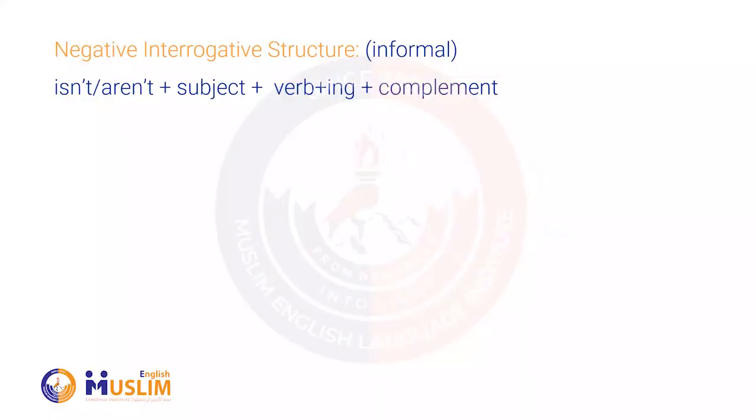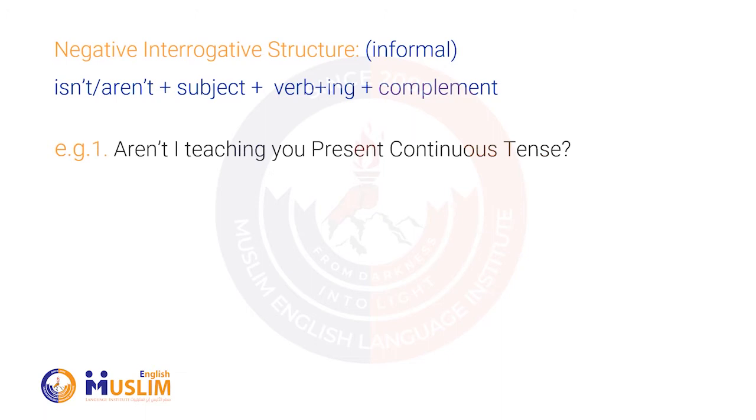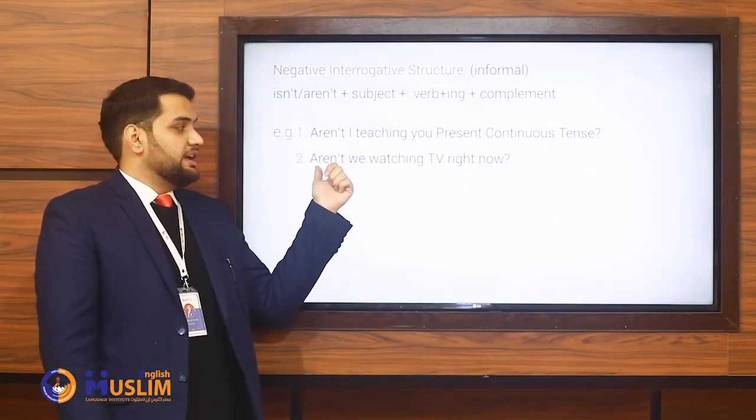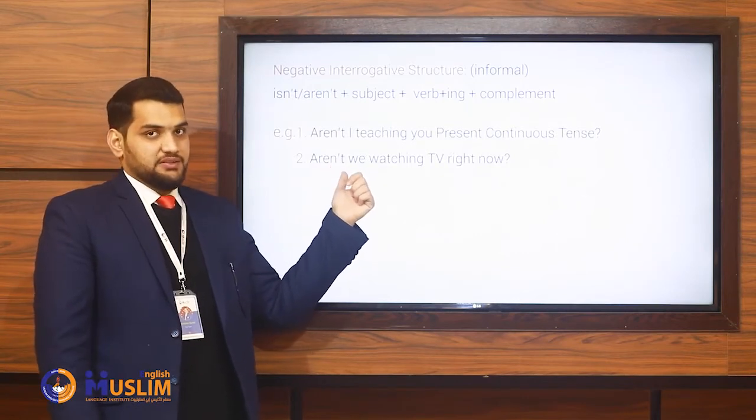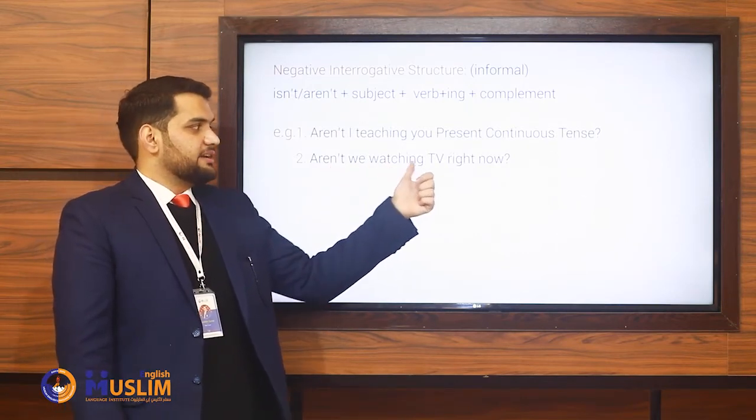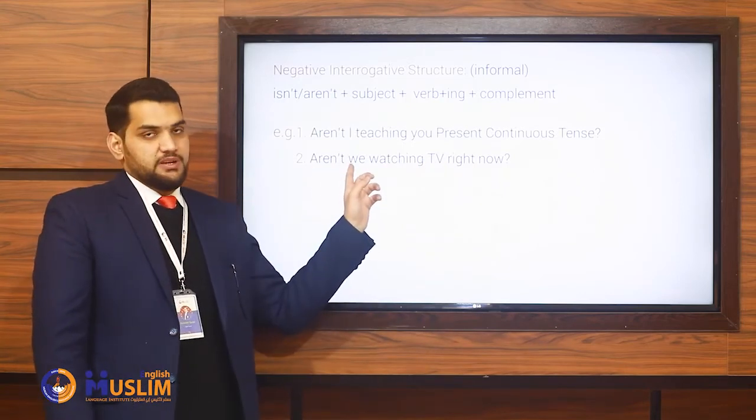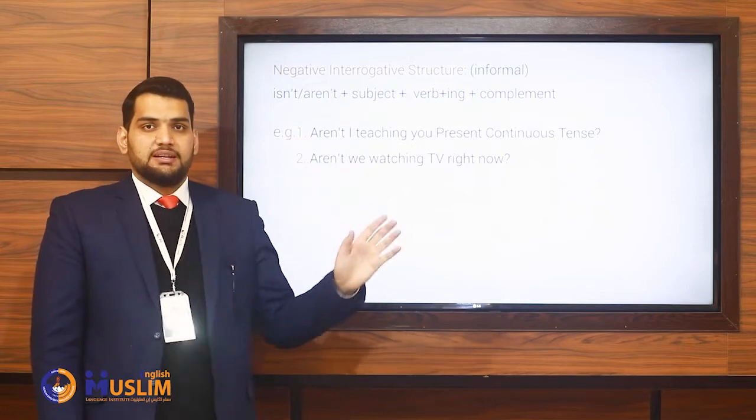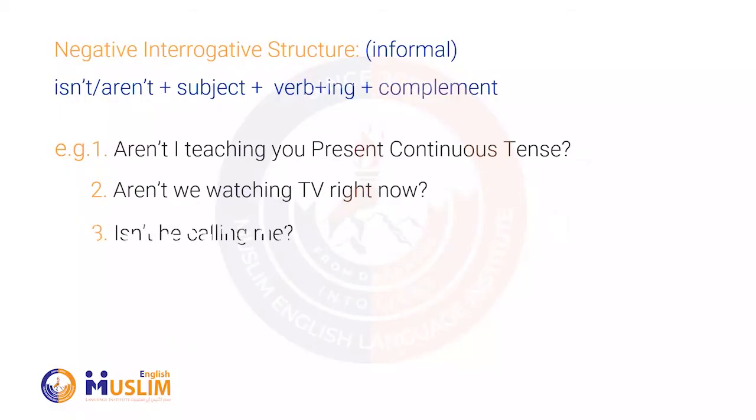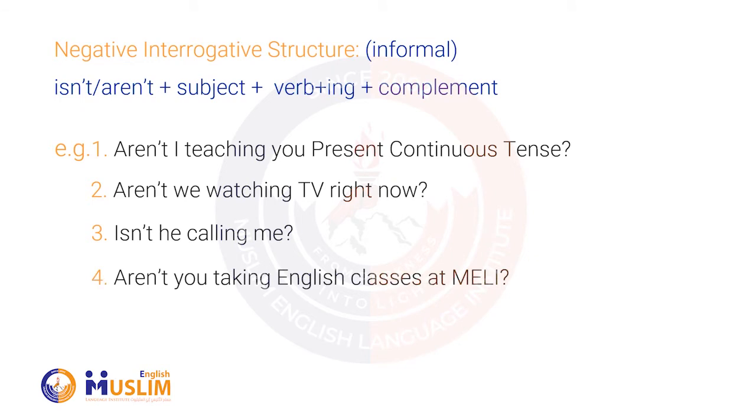Then we have the subject, then verb ing and the complement. For example, aren't I teaching you present continuous tense? Aren't we watching TV right now? Here, it's the to be verb with not, so it's a contraction. Then we have the subject, then verb ing, then the complement. As I've told you, you cannot say are not we, that's wrong, but you can surely say aren't we. Isn't he calling me? Aren't you taking English classes at Melly?